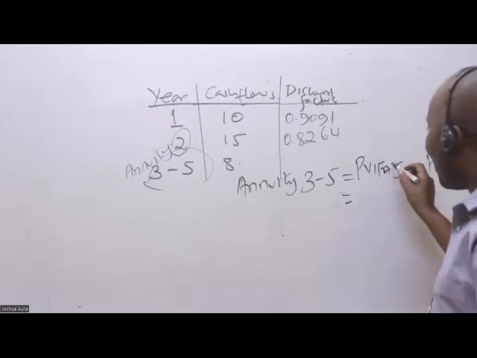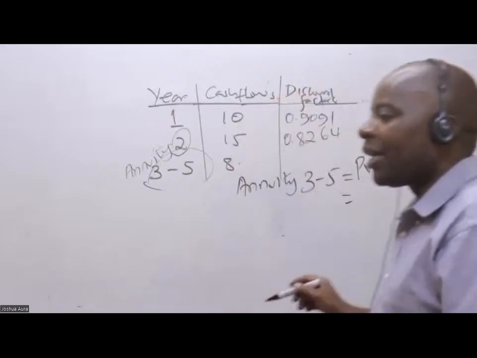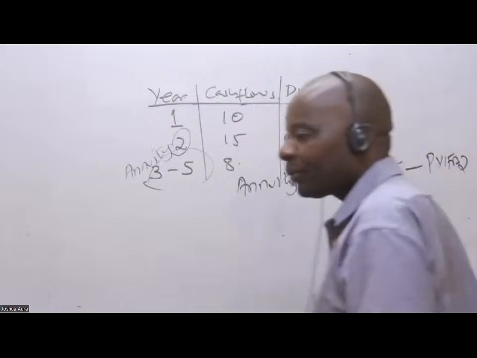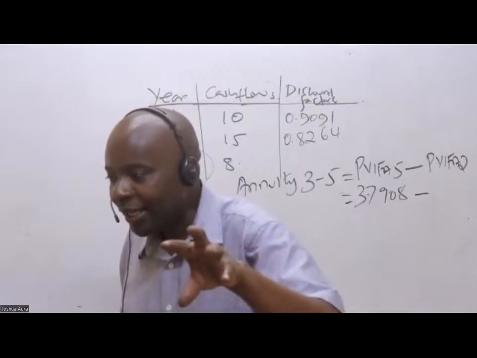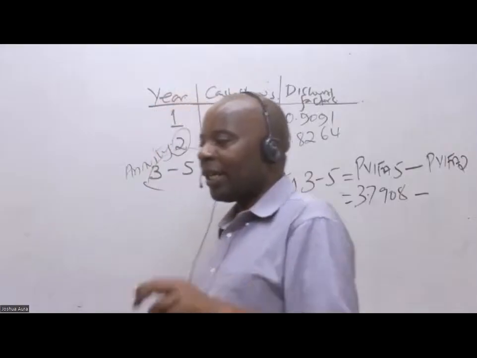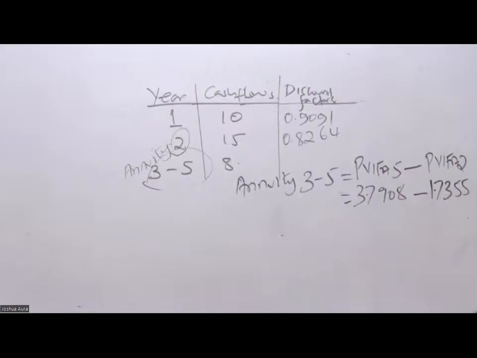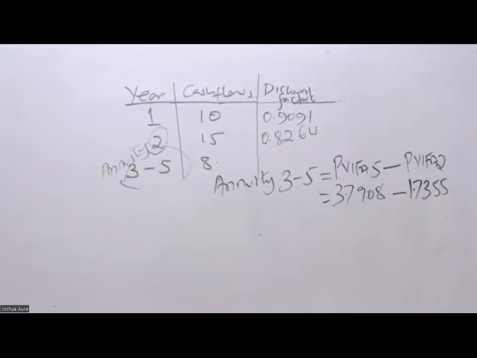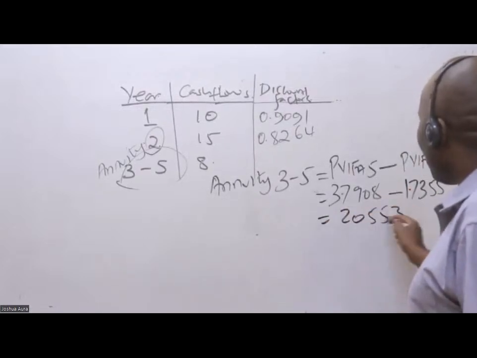So PV 5 years. Remember now we are reading annuity, 10% 5 years. Jackie John Mudiani gives 3.7908. Minus PV 2, where 10% is the cost of capital, 2 years. Lawrence Saka, a new student, gives me 1.7355. So could you kindly subtract? Tell us what we are getting as the annuity factor from year 3 to year 5. They're telling me it is 2.0553.